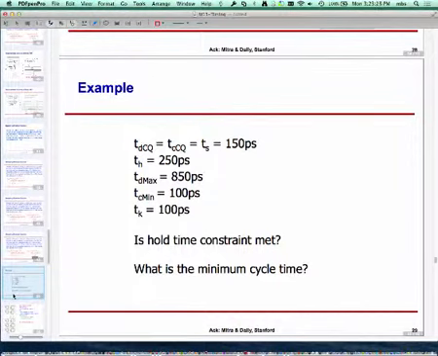Let's look at this one. So I have 150, 250, and this is again the previous example, but now we have thrown in a skew of 100 picoseconds. Is the hold time constraint met? Yeah, you have to consider the worst case.